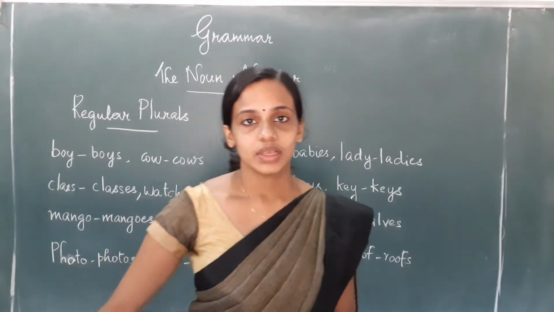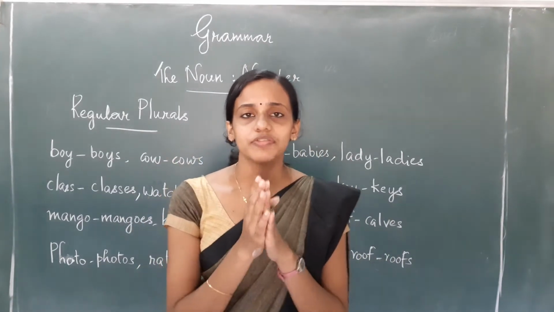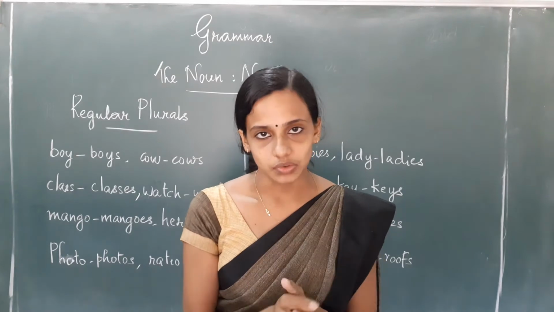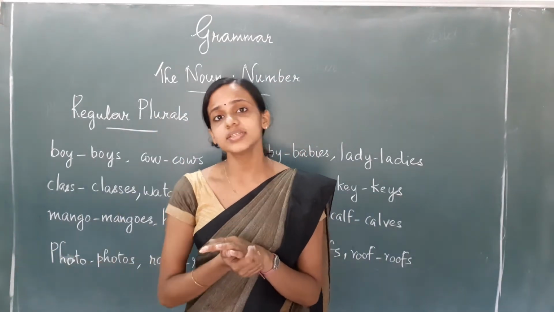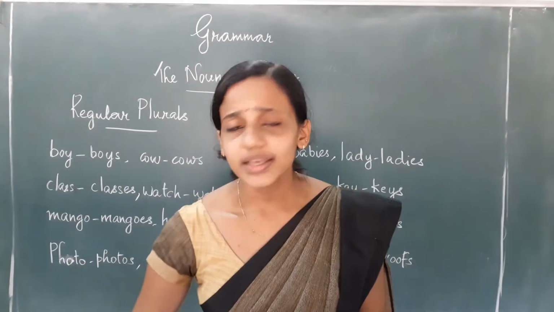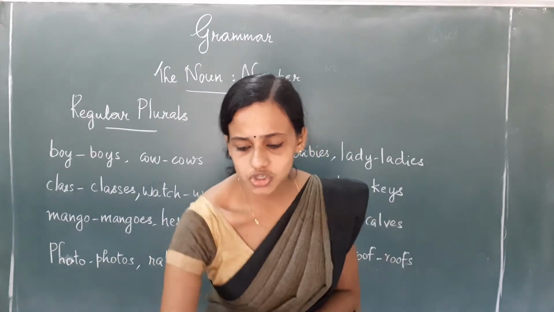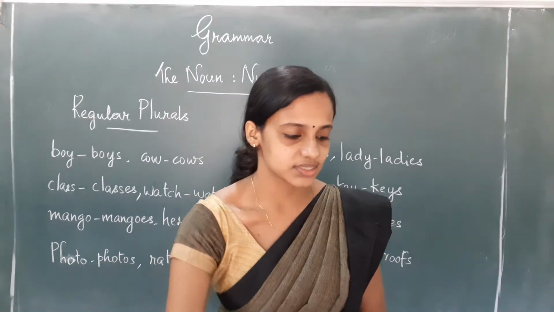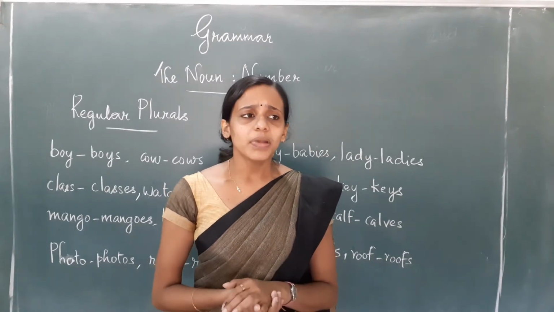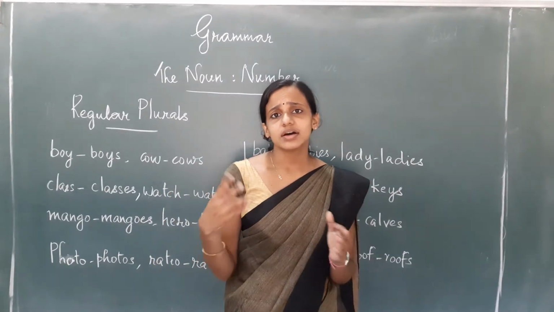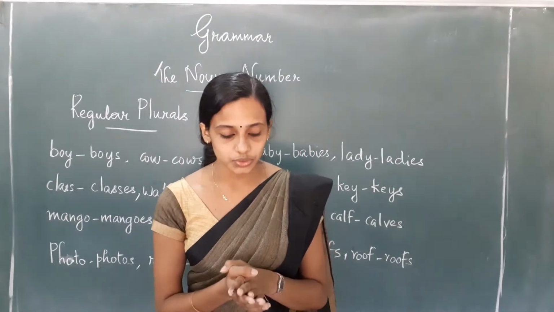Clear? So if a thing is only one, it is singular, and if it has more than one, it is plural. In the case of book, it is books. In the case of chalk, it is chalks. And in the case of flower, it is flowers. But in some cases, there are slight differences in the plural forms. Let's have a look at the plural forms.